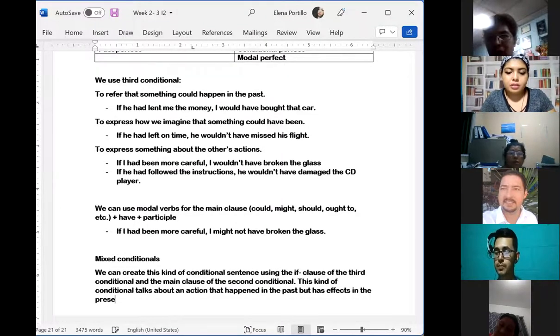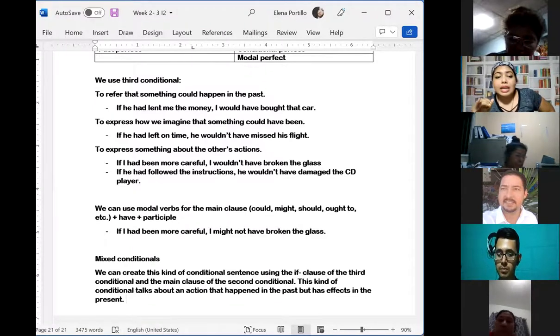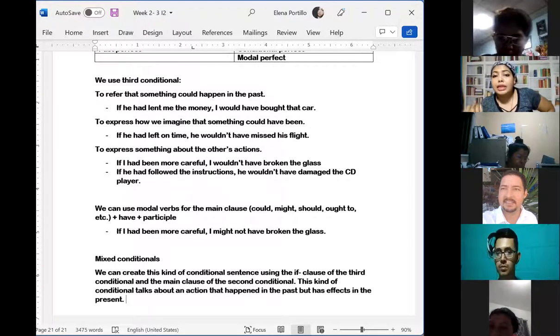In the present. So in this case, we can have this mixed conditional using two parts of the different kind of conditionals. In this case, we are going to use the if clause for the third conditional, and then we are going to use the main clause of the other sentence.